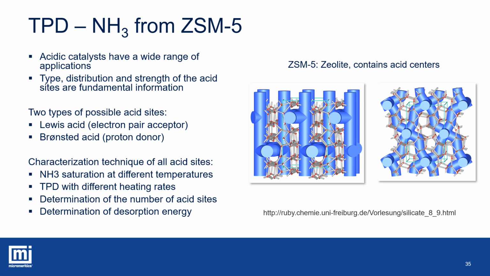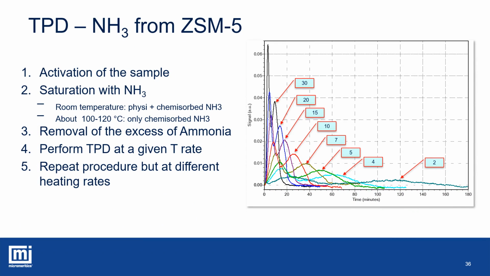A typical process for ammonia TPD from a zeolite follows several steps. First, the zeolite must be activated, usually by degassing in inert gas flow at high temperature. Once the sample is activated, the next step is the saturation of the sample with ammonia at a given temperature. To avoid the detection of a physisorbed or weakly chemisorbed ammonia, the saturation can be performed at about 120 degrees, or alternatively, saturation can be performed at room temperature followed by a degassing phase in inert flow at about 120 degrees. Finally, the TPD analysis is performed from the saturation or degassing temperature up to 500 degrees using various temperature rates.